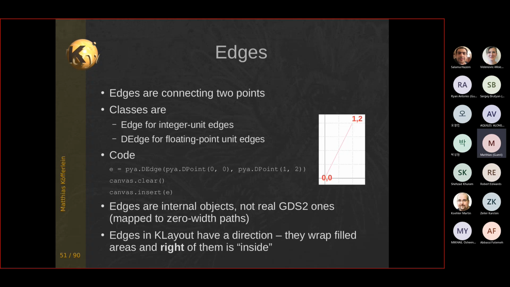Then let's go to the next object. Edges, yeah, I just covered it briefly. Edges are not real GDS objects. So in GDS, there's no edge. But an edge is a very useful object. It's basically just the connection between 2 points. Right? And if you imagine a box, for example, has 4 edges. On the left side, top side, right side, bottom side.